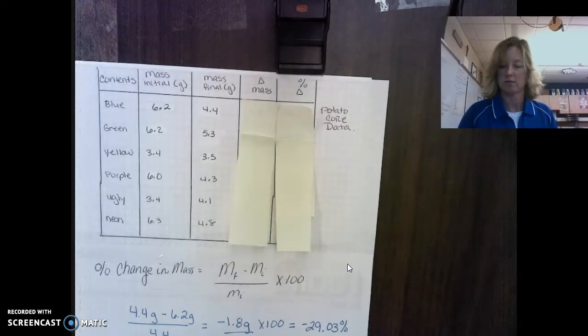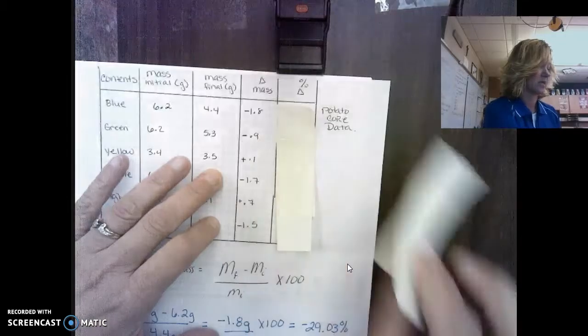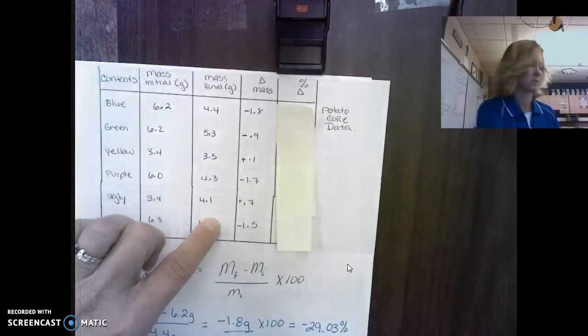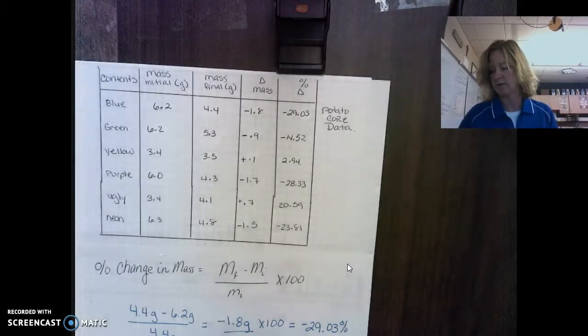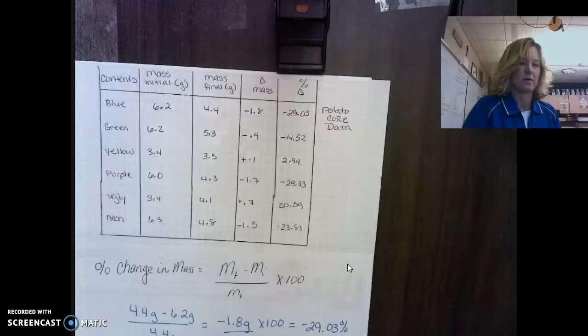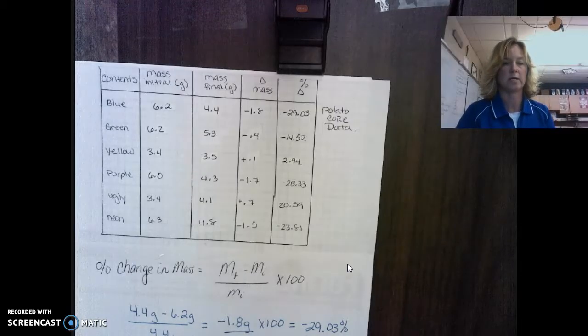All right, so you're going to continue to do the change of mass and the percent change for each of the following solutions. You should end up with data that looks something similar to this. Again, the percent change in mass is not necessarily going to correspond with your color changes, but it should be kind of close. You get the idea.